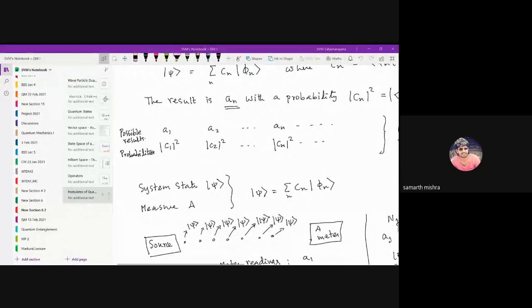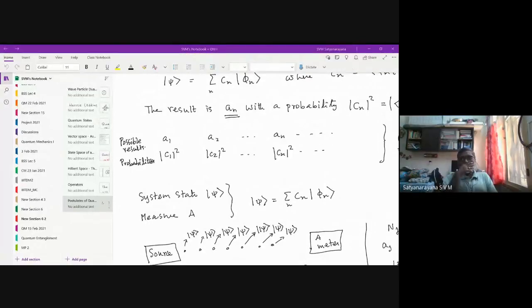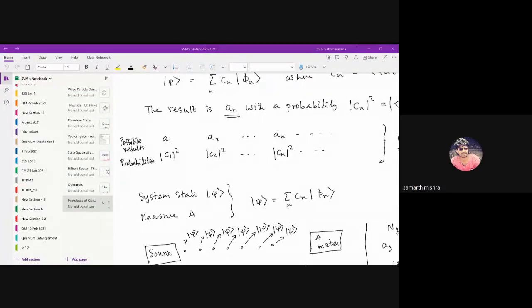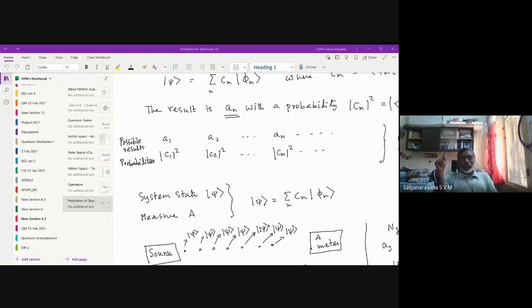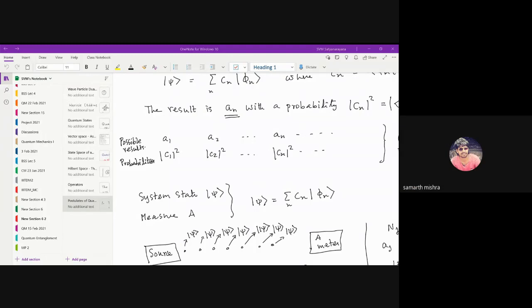Okay, sir. I have another question, sir. Whether the mod square of all the coefficients for a given state, like C1 square plus C2 square, all the probabilities, whether their sum should be one? Wait a minute, they are not eigenvalues. They are basically components. The eigenvalues are the results of A, and the probabilities are mod Cn square. So whether all these, C1 square, C2 square, need to sum to one?